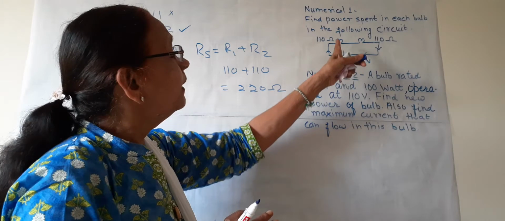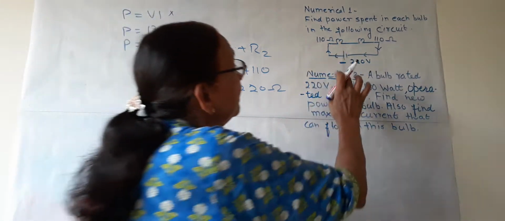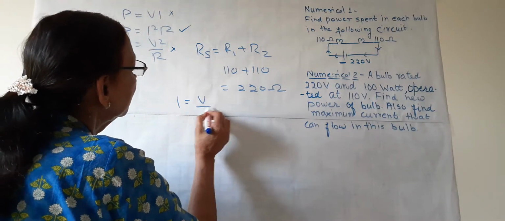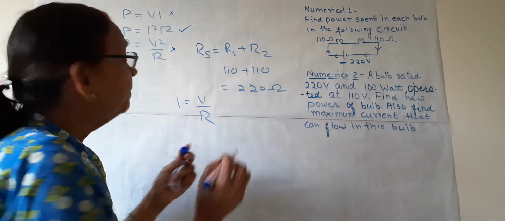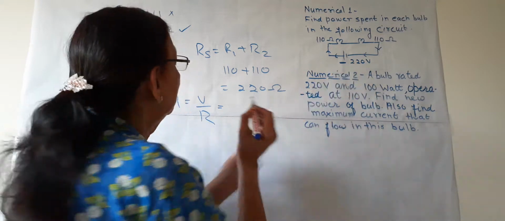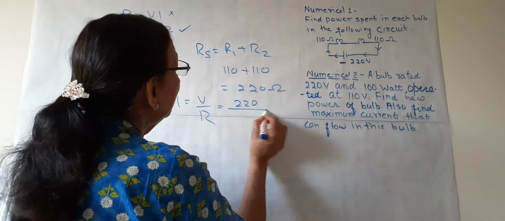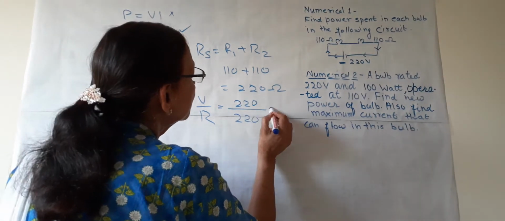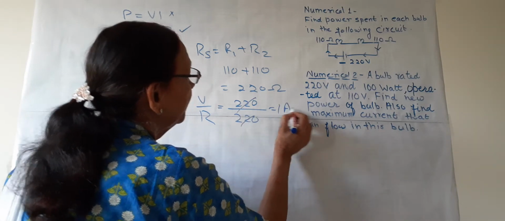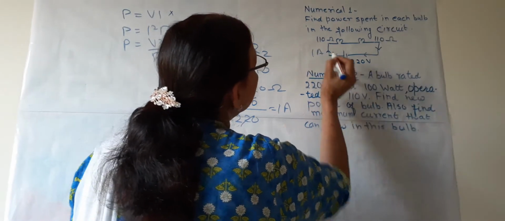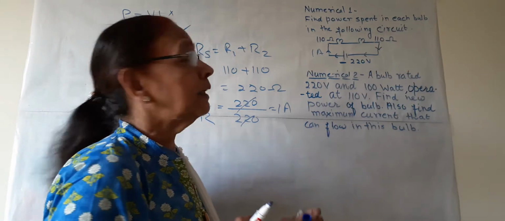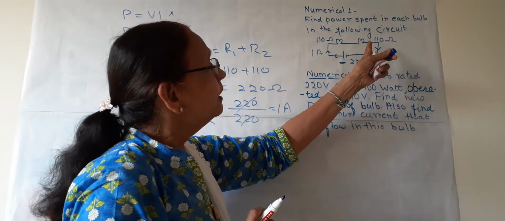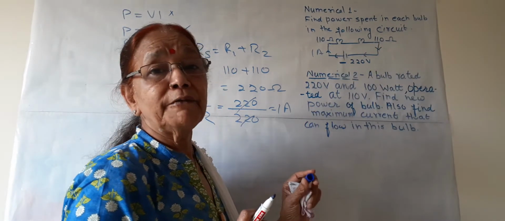We cannot calculate I by 110 because I is of the complete circuit. So by Ohm's law, I is equal to V upon R. V of the circuit is 220. R equivalent, the effective R, is 220. So it will be 1 ampere. It means 1 ampere current is flowing in the circuit. So in this bulb also 1 ampere will go as they are in series. In this bulb also 1 ampere will go.